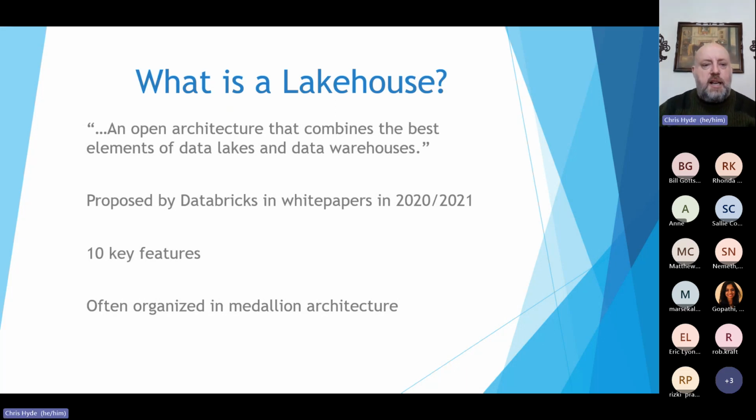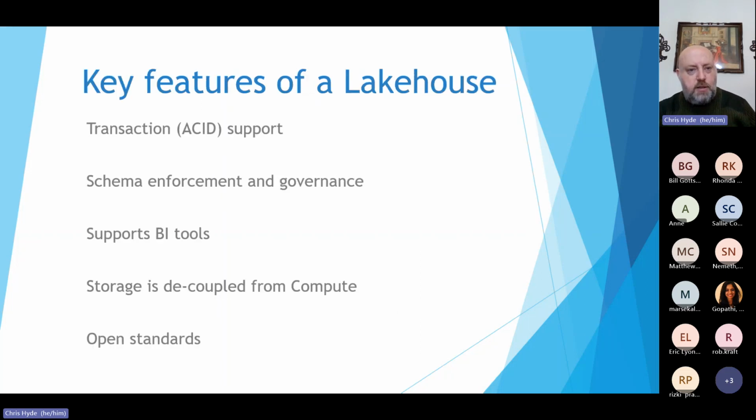This gives us an architecture that's got 10 key features we'll talk about in the next couple of slides. And then it's often organized in something called medallion architecture, which we'll talk about on a slide after those two. So what are the key features? Well, first off, we want the same transaction support that you would get from a database system, right? Because data lakes don't have that. You just drop in a new file, no ACID support, right? So let's make sure our lakehouse does have that.